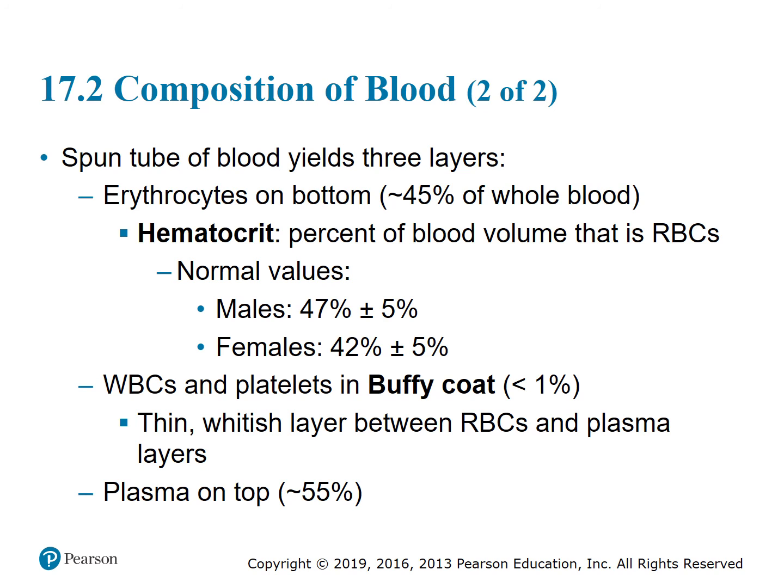And white blood cells and platelets are in the buffy layer, that is about 1%. And this is a thin whitish layer between the red blood cells and plasma layers. And plasma on top is 55%.